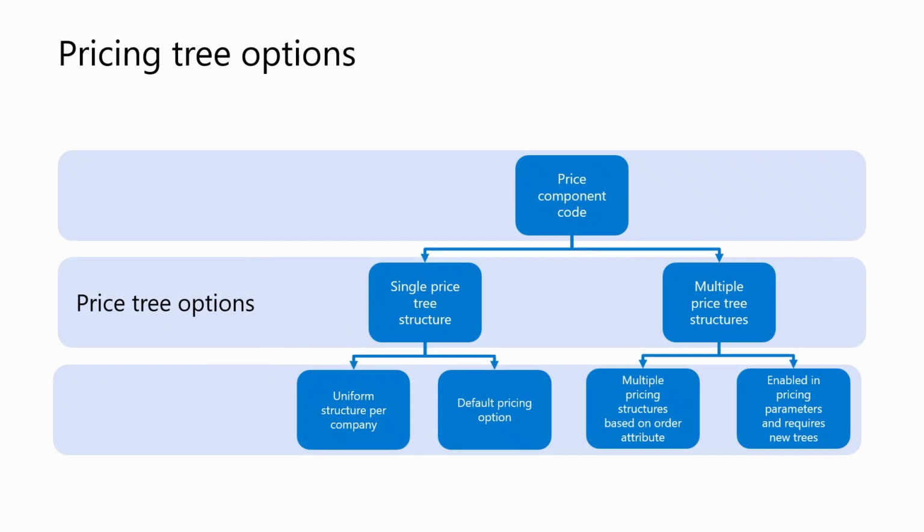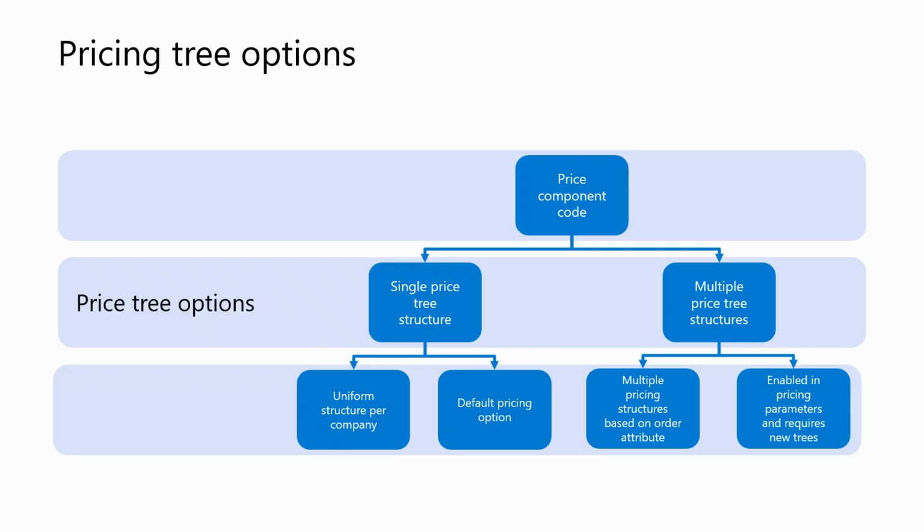Let's take a look at the price tree options. The price component code is the main element in the pricing structure. As previously mentioned, we have components like price, margin, discount, charges, and rebates. These components need to be set up based on the business requirements. Some component codes, like the base price and trade agreement component, can only be set up once per structure. Others can have multiple component codes of the same type within the same structure, providing strong flexibility for most scenarios.